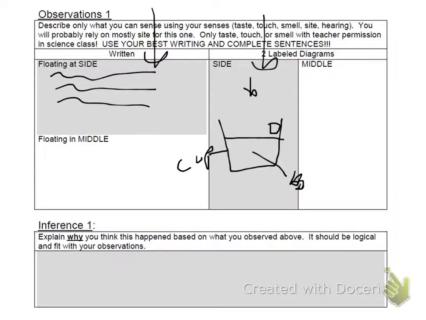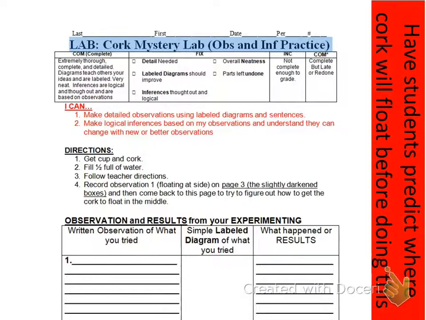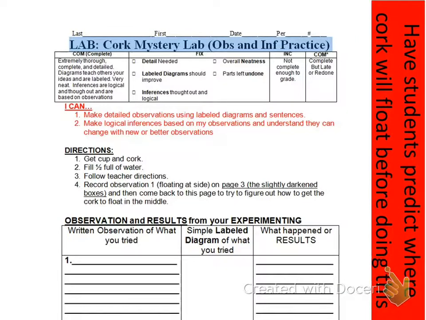So let's go back to the front page now. Alright, now this is the part of the lab where you need some materials at home. But basically, if you tried what I just did and you got the cork to float on the side, what you're going to do is try to get the cork to float in the middle. And you can try most anything within reason. Obviously, it has to be safe at home. What kind of things could you do to get the cork to float in the middle?